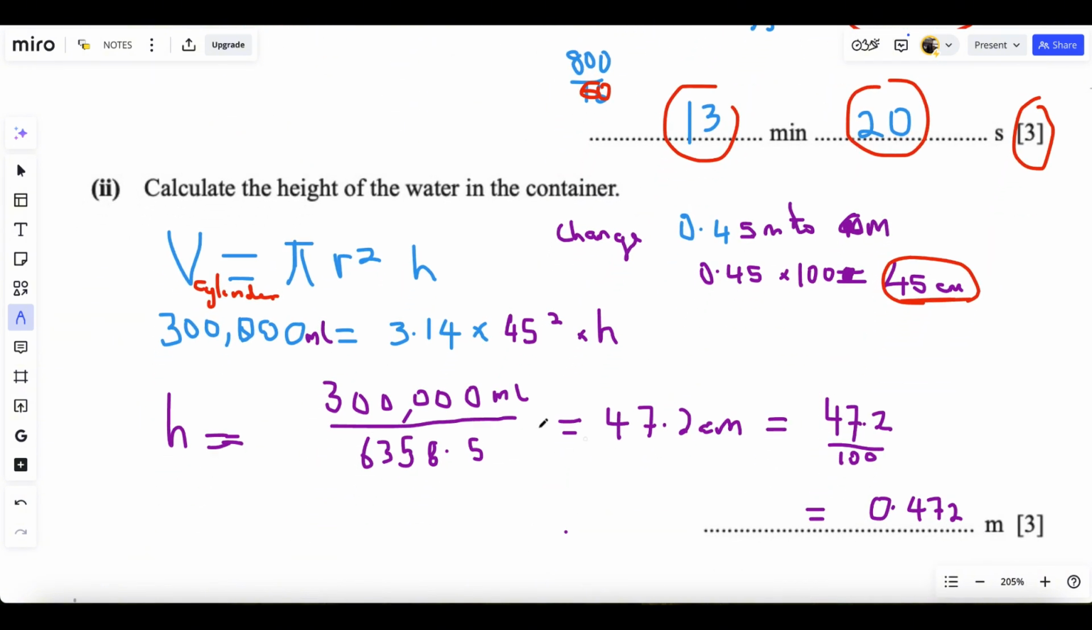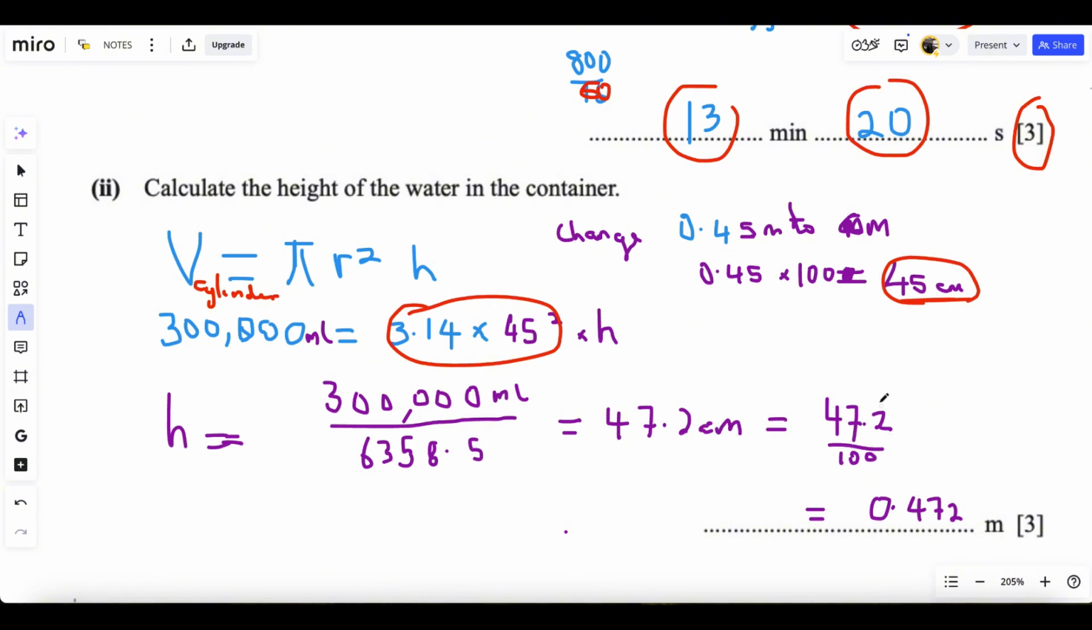So we come here, we slot it in, the radius becomes 45 square, and the height is what we're looking for. So you substitute, you make h the subject of the formula. Height is whatever you get from here. You're going to use it to divide this. So h is 300,000 divided by whatever we get from here. First of all you say 45 square times 3.14, which is 6,358.5. So you divide it by this, and you get your 47.2 centimeter.